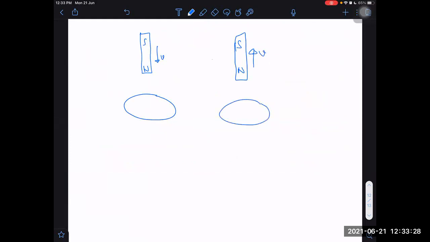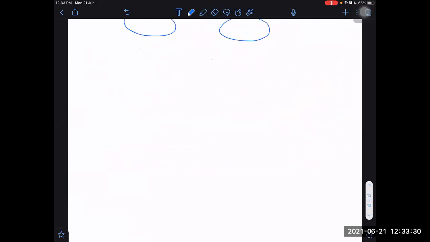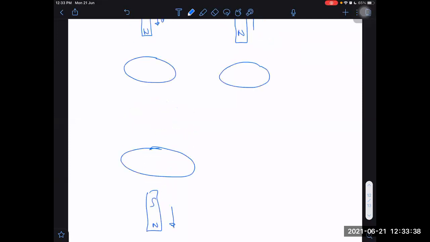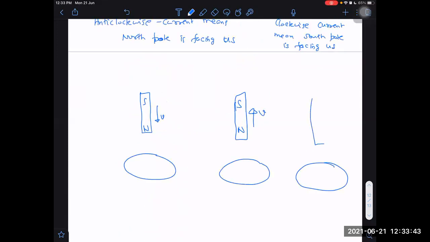Come back to the same experiment now. North pole, south pole, and it is coming downwards to the loop. In another experiment, north pole, south pole, it is going away from the loop with velocity V. Third experiment, south pole here and north pole, it is going away downwards from it. And fourth experiment here, south pole is coming closer to it.